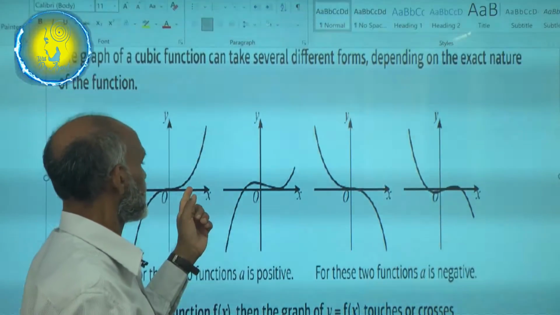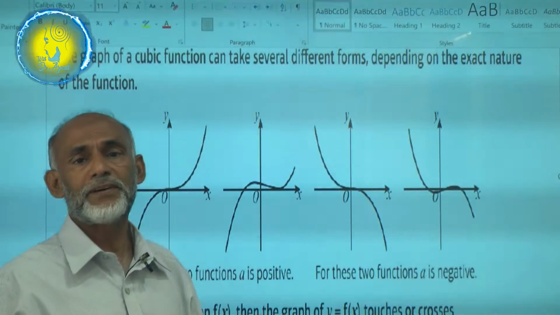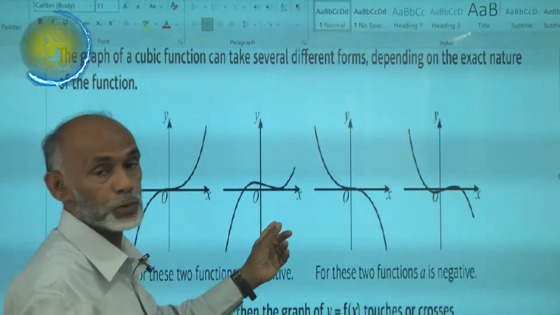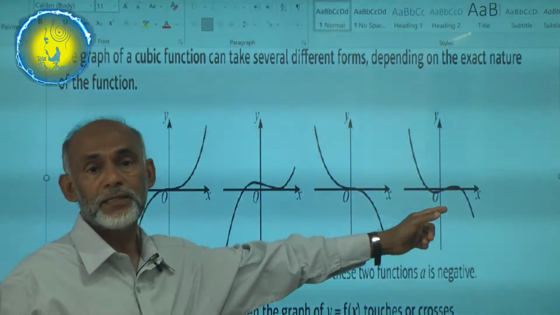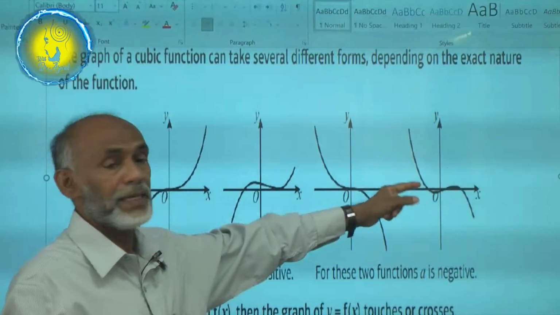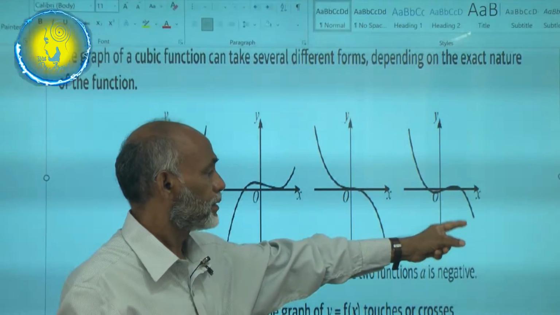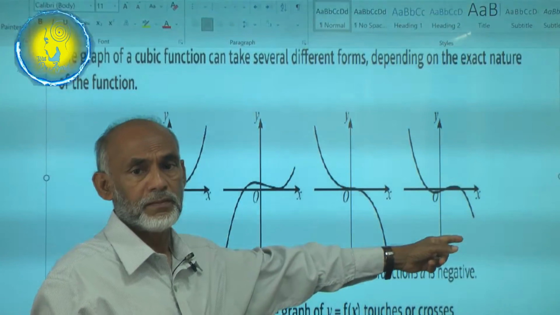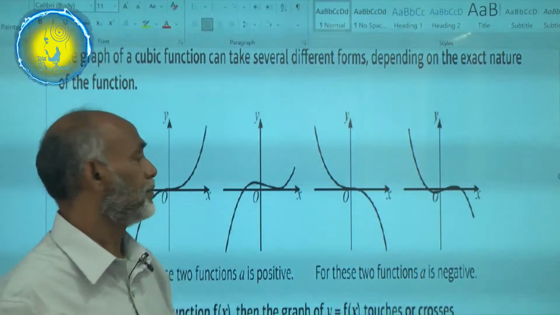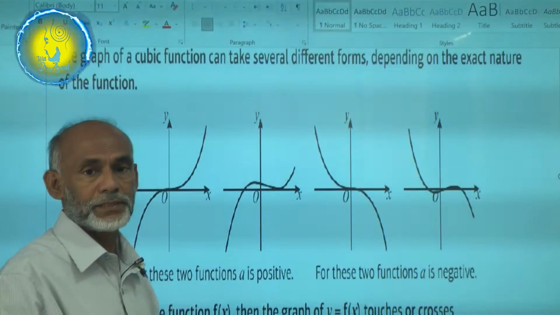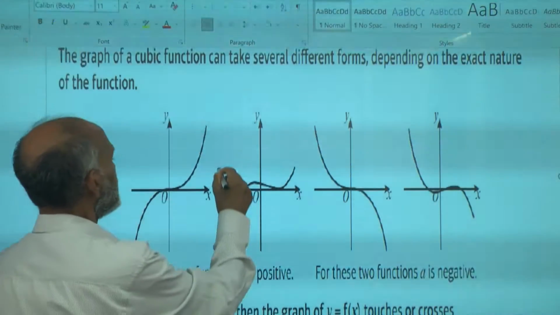Here in the first case, when x increases, the y increases. The second case too. But the last 2 cases are quite different. When the x increases, the y decreases in the last curve. This is the characteristic of a curve you can identify from its coefficient.